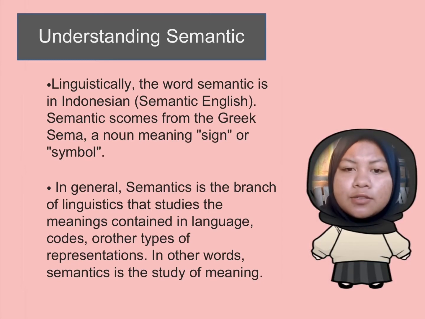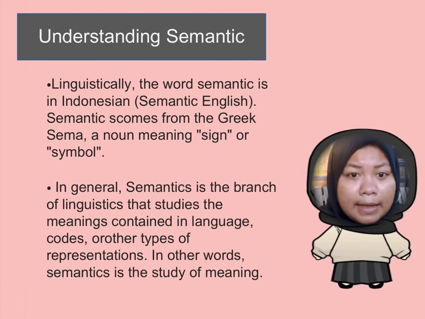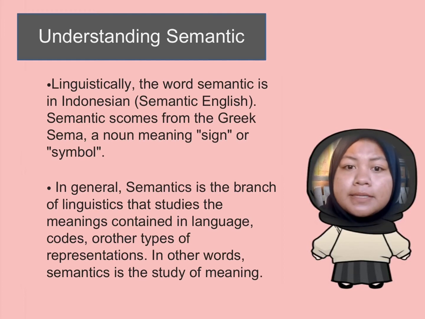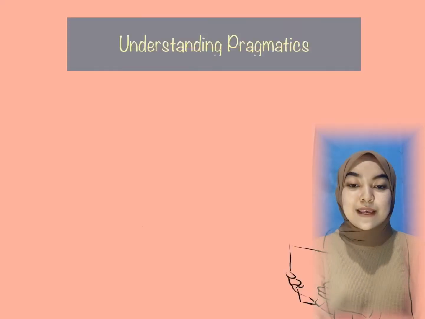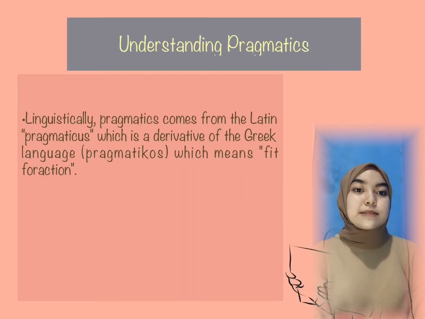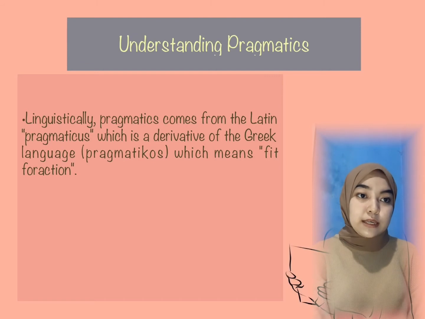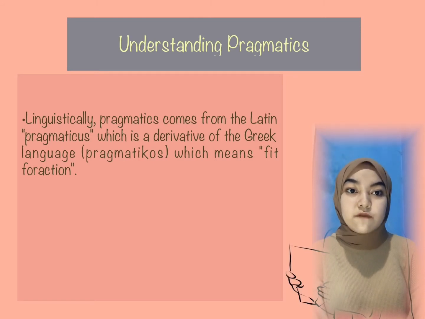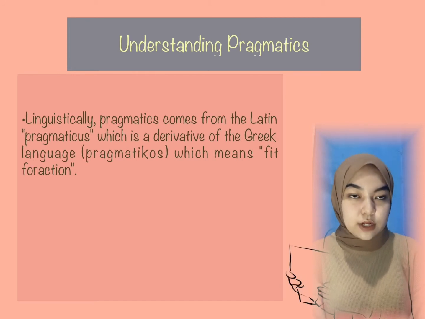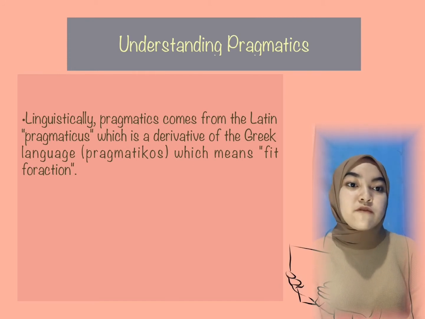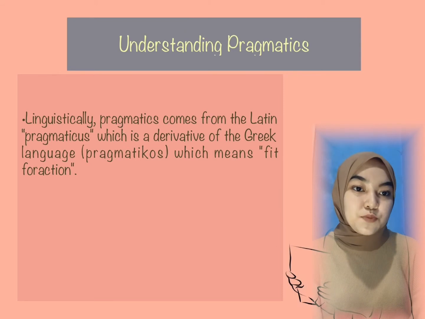Semantic usually deals with two other aspects: syntax, the formation of simple symbols, and pragmatic, the practical use of symbols by people in certain contexts. Definition of pragmatics. Pragmatics comes from the Latin pragmaticus, which is a derivative of the Greek language pragmatikos, which means fit for action. Pragmatics was first defined by philosopher and semiotician Charles Morris.